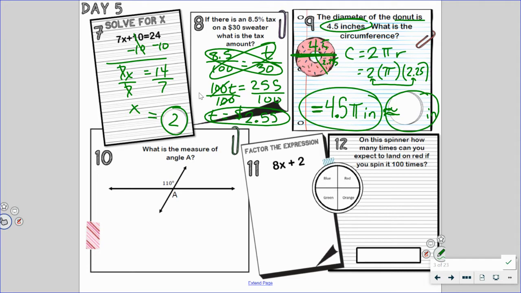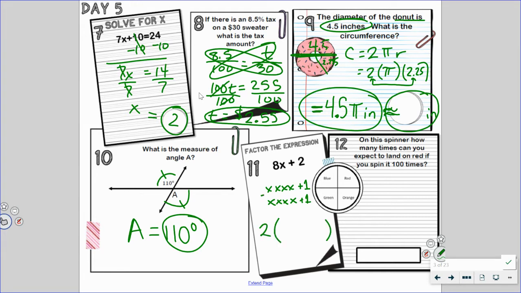Hey, how about number 10, the measure of angle A? Angle A and angle 110, those are vertical angles, and therefore they are congruent. So angle A is also 110 degrees. Factoring out 8x plus 2 means we can split these both up into 2 groups. 2 sets of 4x is 8x, and 2 sets of 1 is 2.